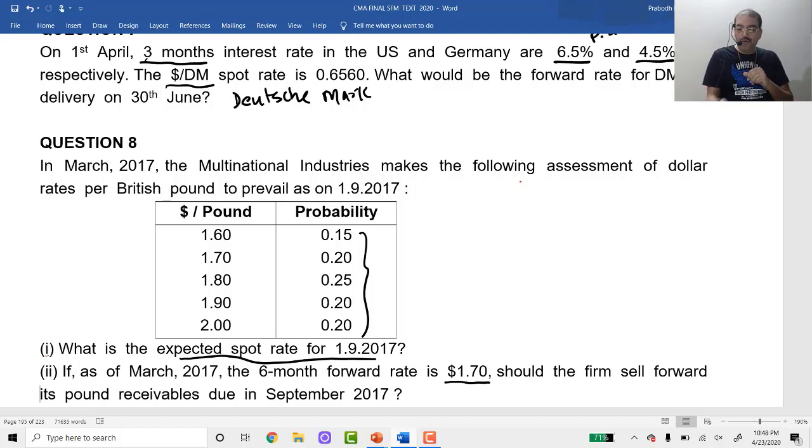If as of March 2017, the 6-month forward rate is 1.70, that means you are offered $1.70. Will you sell your pound receivables at $1.70, or will you wait for 1st September? What is the expected price? That is what we want. If the expected rate is more than 1.70, I will not sell at 1.70. If my expected price is less than 1.70, if it is 1.68 or 1.65, then I will sell at 1.70.